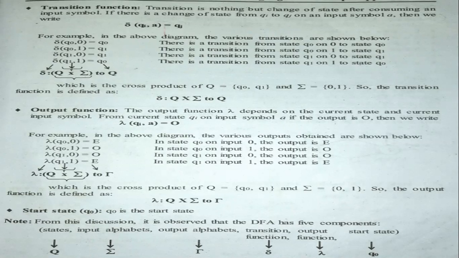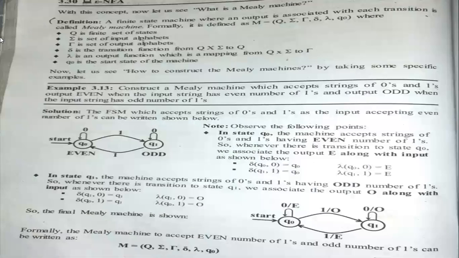So the total components over here will be, observe carefully, the definition. When we go for the definition, the finite state machine where an output is associated with each transition is called a Mealy machine. Formally, it is defined as M equal to Q comma sigma comma gamma comma delta comma lambda comma Q naught. So 1, 2, 3, 4, 5, 6 total 6 components. One thing you need to observe, like final state is missing. Final state we are not representing in the definition of it.